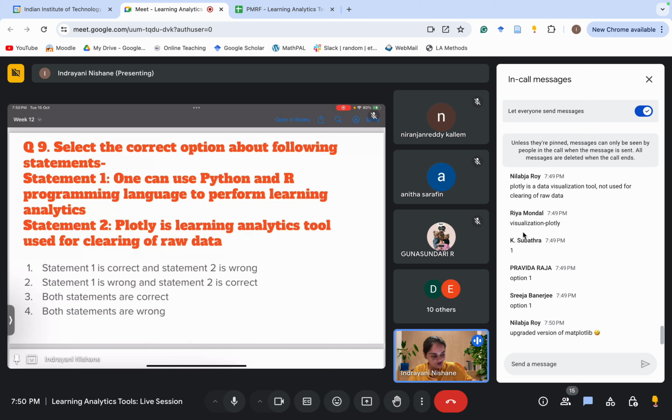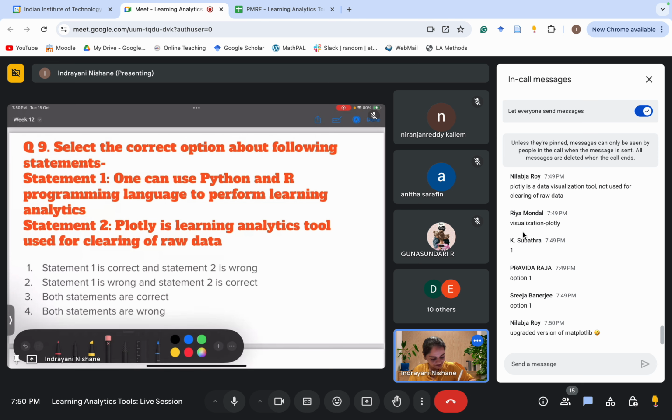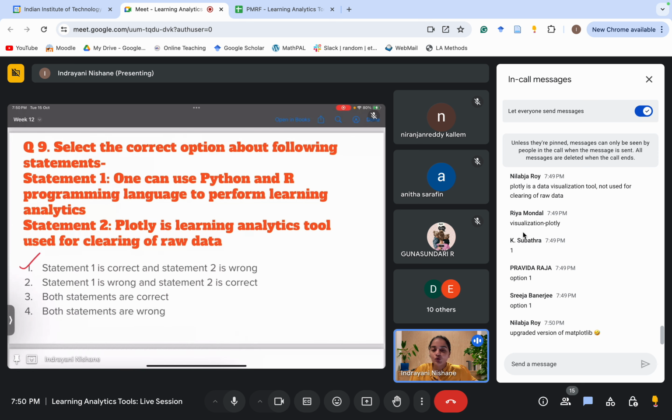So I am happy all of you are giving me correct options. Option 1: statement 1 is correct and statement 2 is wrong. Till now there is no tool for data cleaning purposes. We have to do data cleaning by ourselves, mostly manually. Look at the data, understand what is going on, and then keep the relevant data and delete the irrelevant data. We have to do all that by ourselves. Till now I don't know of any analytics tool which will help us do that automatically, because we have to invest our efforts in cleaning raw data.